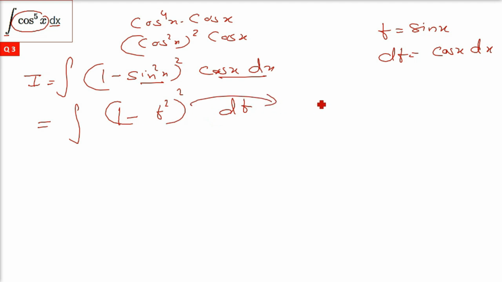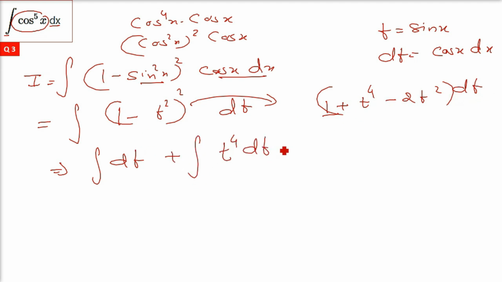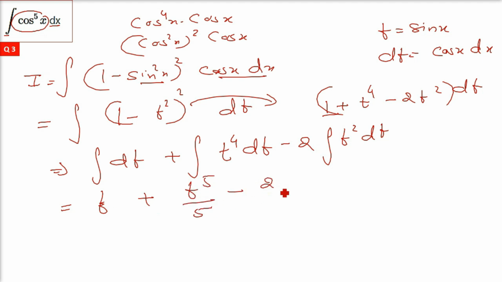A minus b whole square, so a square plus b square, t raised 4 minus 2t square. There is no negative. In the previous question it was negative, so we multiplied it by negative. That's why it has come as 2t square in the front. Now here we will solve it as it is. So integration of dt, integration of t raised 4, this will be integration of 2t square in terms of dt. This will be t, this will be t raised 5 by 5 minus 2 t raised cube by 3 plus constant of integration. Now t will be replaced by sin x.